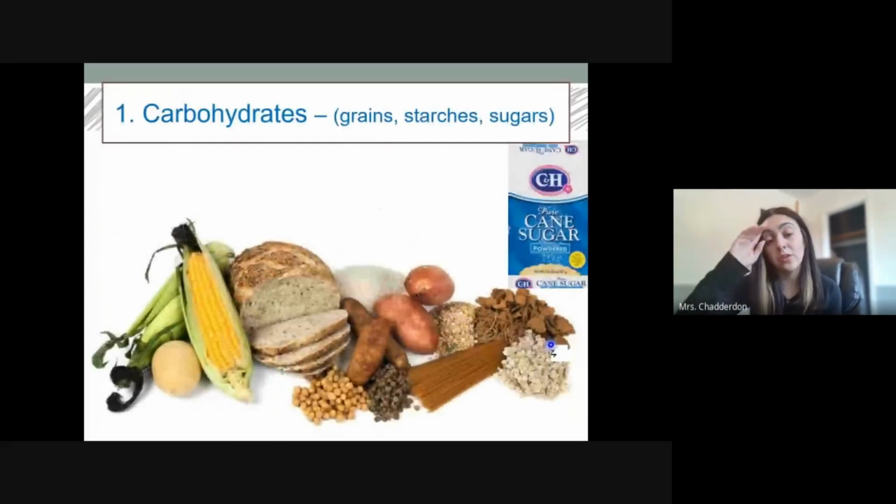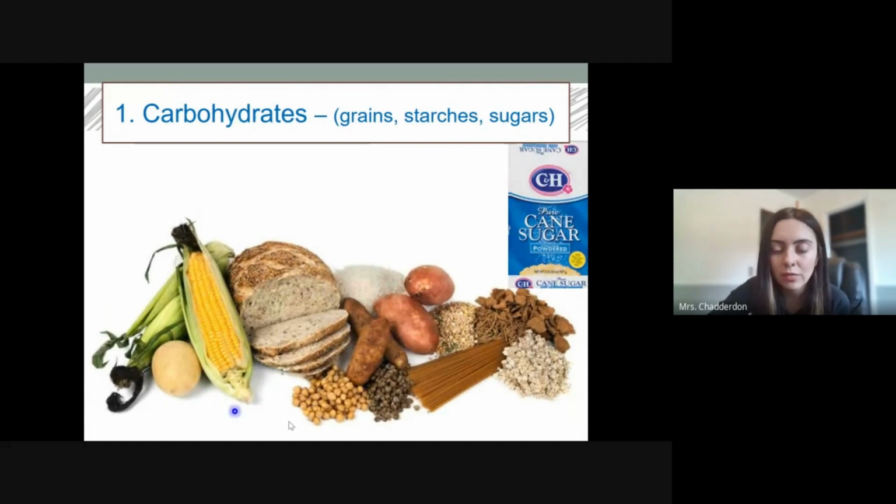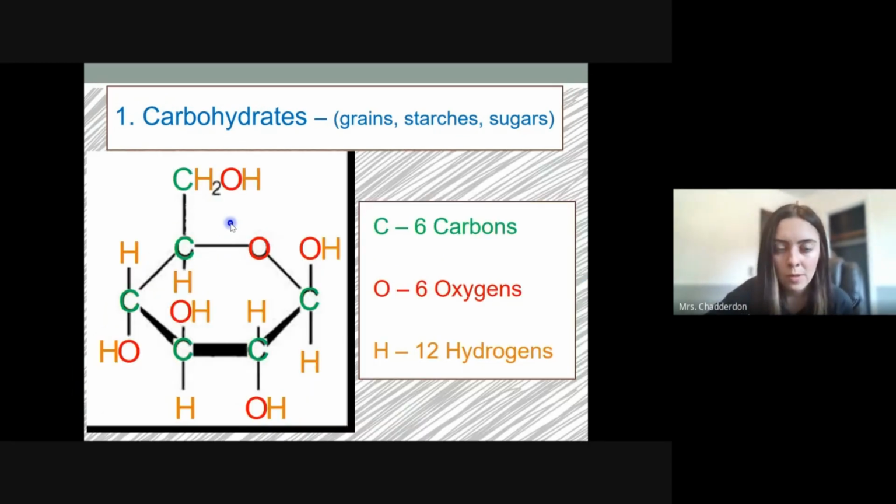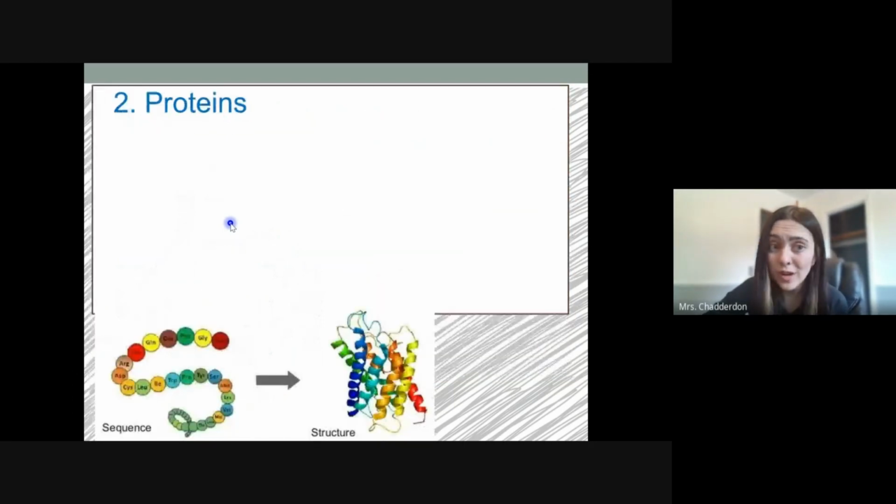Here you can see in the diet, we have our simple sugars here, which is anything with that good old cane sugar, and our starchy stuff. These are the complex sugars. The structure is more complex. There's more to it. Here's that glucose molecule again, showing you the structure. And let's move on to proteins.